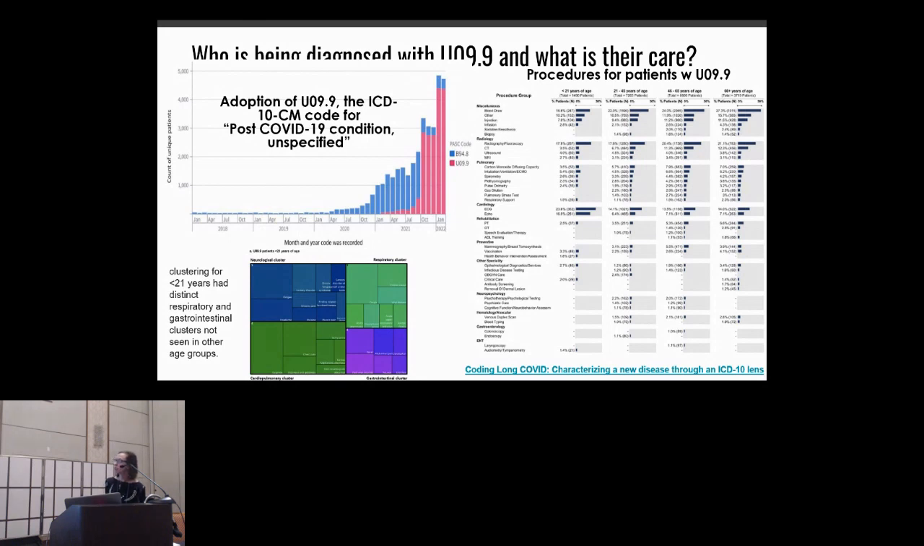And what we were able to do is to look to see what kind of people are actually getting this diagnosis of the U09.9 code. And you can see some statistics over there on the right. I think one of the most interesting things is we did a little bit of clustering and found that patients less than 21 years old had distinct respiratory and gastrointestinal clusters that were not seen in any of the other groups. So somehow that code is being applied to a specific set of pediatric patients, which might be very interesting to further examine for mechanisms relating to long COVID in pediatric patients.